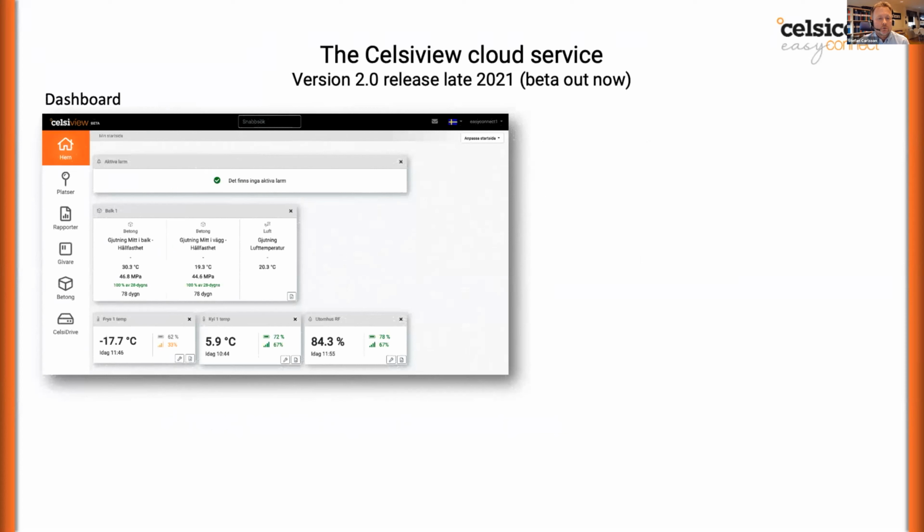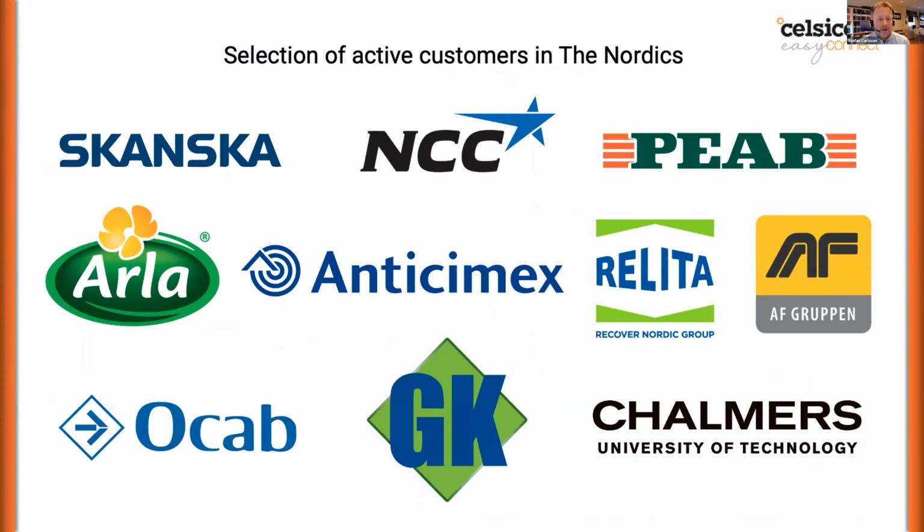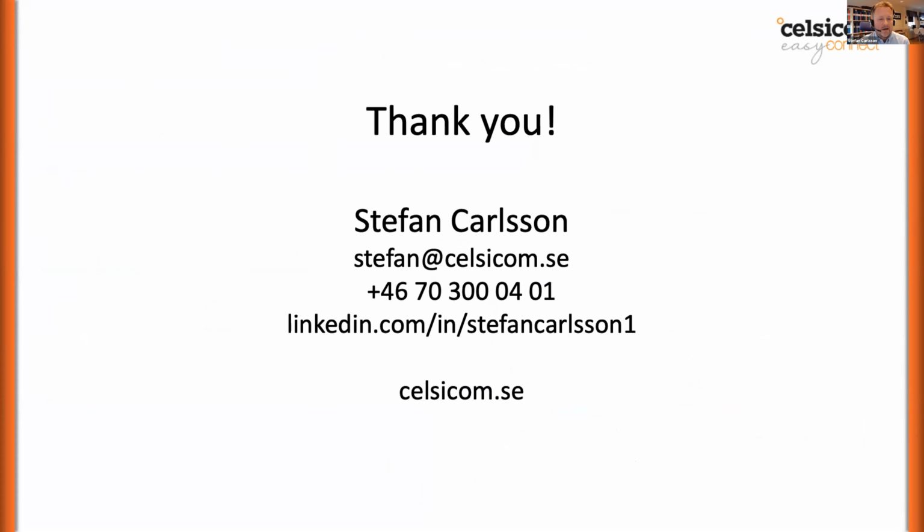Also, we are launching our cloud service, called Celsiview, and we are launching a new version 2.0 late this year. The beta version is out now. And here are some screenshots. It's a dashboard where you can control everything, and you have a reports view. Of course, you can download reports, Excel files, PDFs, or whatever. Also, here are some active customers now in the Nordic countries. So you that are in the Nordics might recognize some of these company brands. And actually, that's all I have.